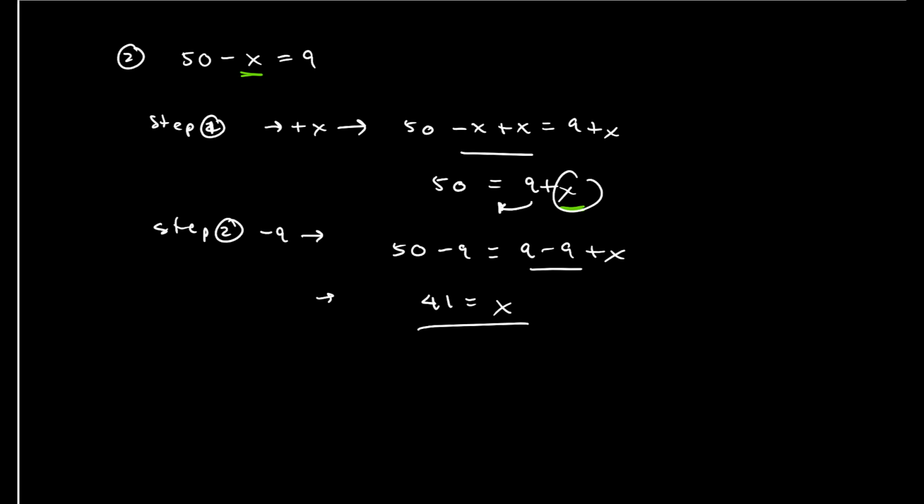So x is 41. Plugging that back into our original equation, 50 minus x, which is 41, equals 9. 50 minus 41, that's 9. 9 equals 9. That's great. We did it correct.